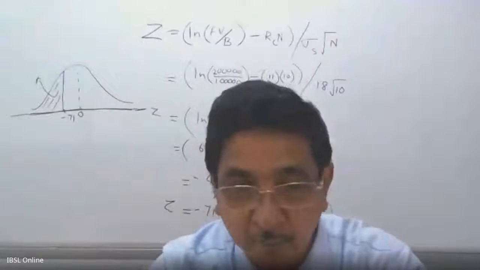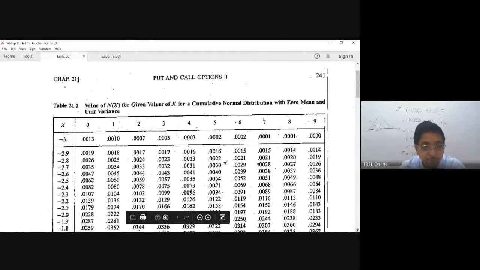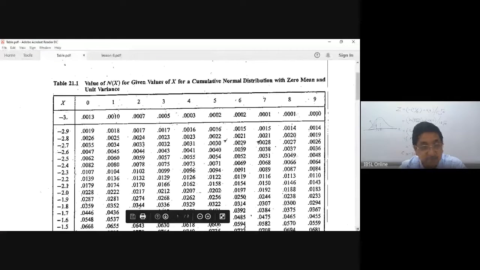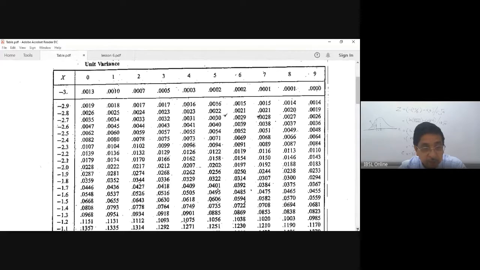Now you get the normal curve table here. Just look at the table. You can read the heading: value of N(x) for given values of x for a cumulative normal distribution with zero mean and unit variance. When you say zero mean and unit variance, it means the Z value we are talking about. Since our Z value is minus 0.71, you have to go for that value.